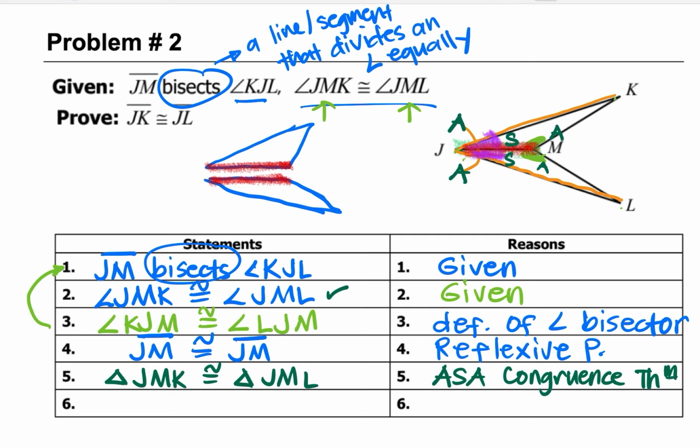So we have three corresponding parts. If going back to the figure, we were to prove that segment JK is congruent to segment JL, then because this is the fourth congruent part, this is when CPCTC comes in, meaning the fourth, fifth, and sixth parts of the triangles that are proven congruent previously will also be congruent. So corresponding parts of congruent triangles are congruent.